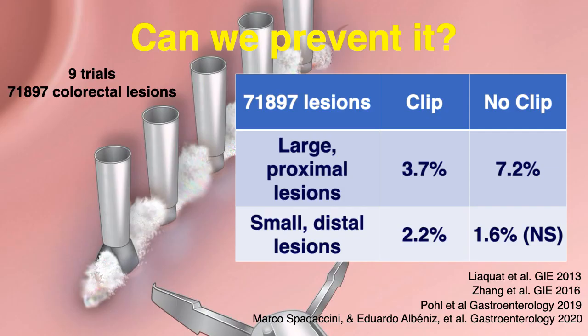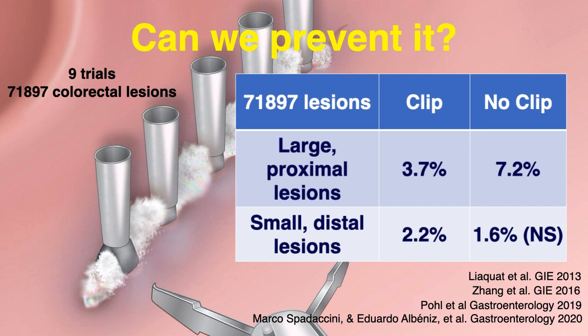Now we have a lot of data showing that clip application is effective in preventing rebleeding after large polyp resection, especially those in the proximal colon. It doesn't show a benefit for small distal lesion resections. So that is something to keep in mind. So if you're planning to do EMR, you better learn how to apply clips nicely so as to completely close the defect.